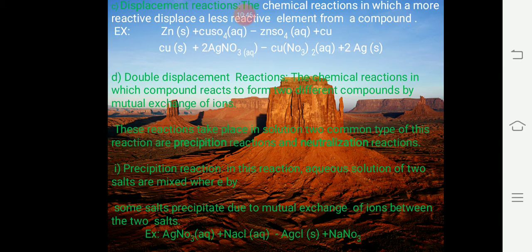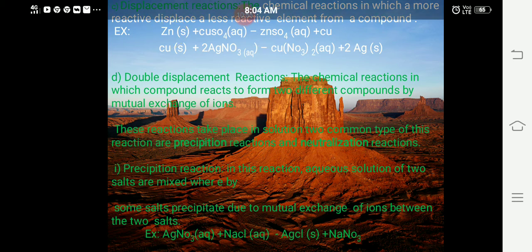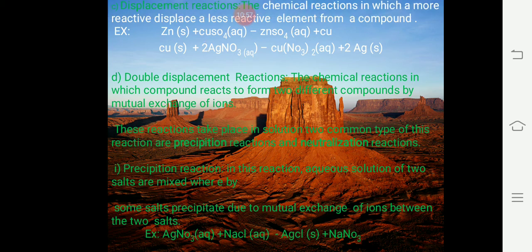See the example: Zn plus copper sulfate gives rise to ZnSO4 plus copper. Here zinc is more reactive than copper. That's why zinc replaces the copper, and then it forms zinc sulfate. Another example: here copper is more reactive than Ag. That's why it replaces the Ag. This is called the displacement reaction.